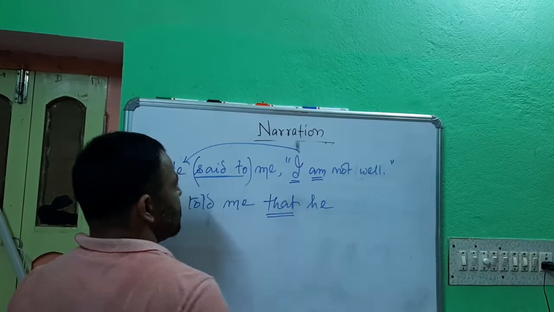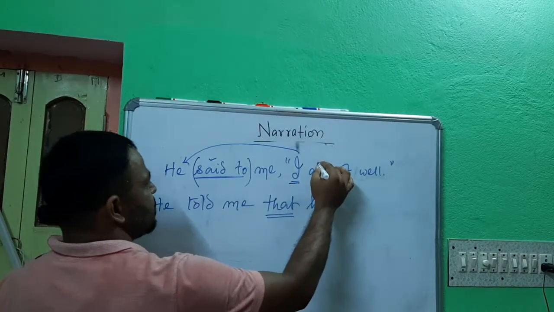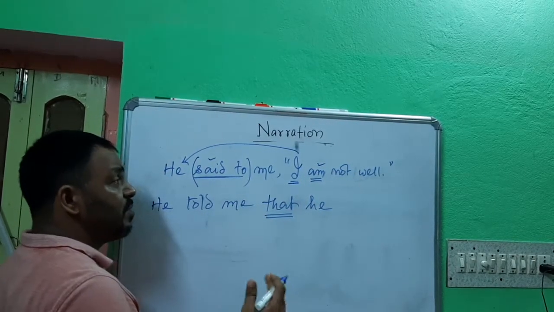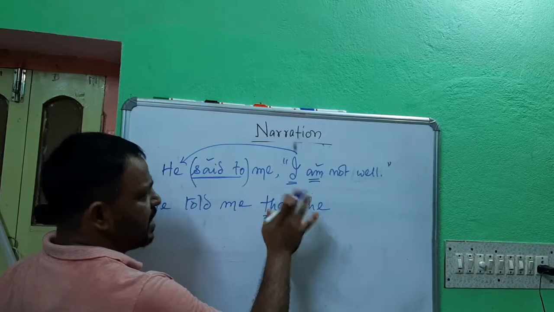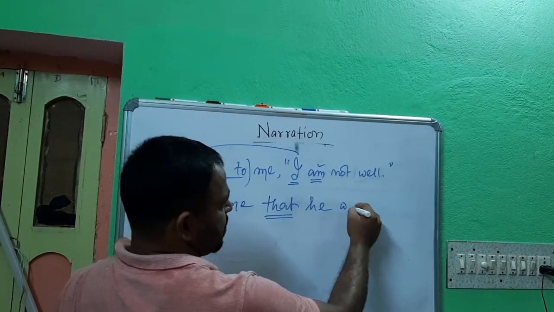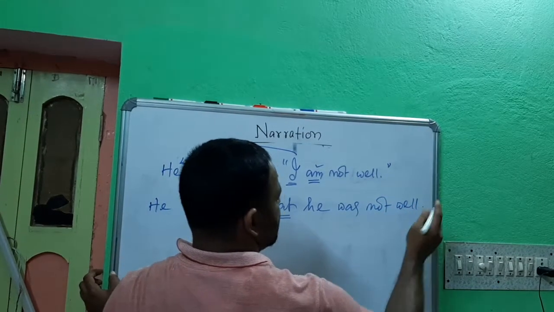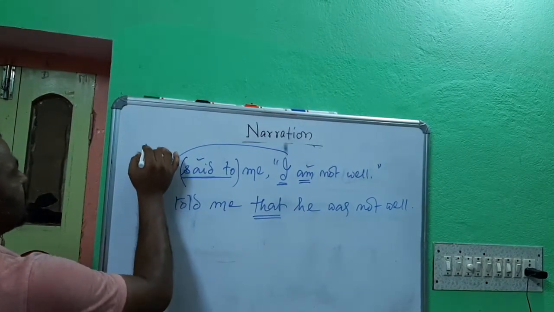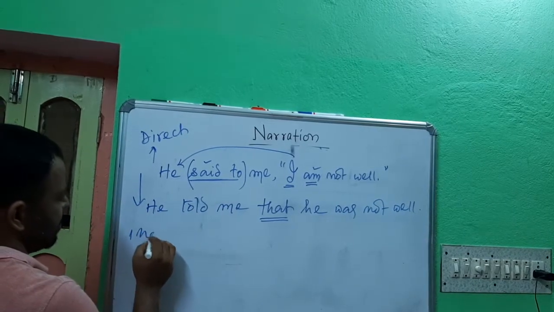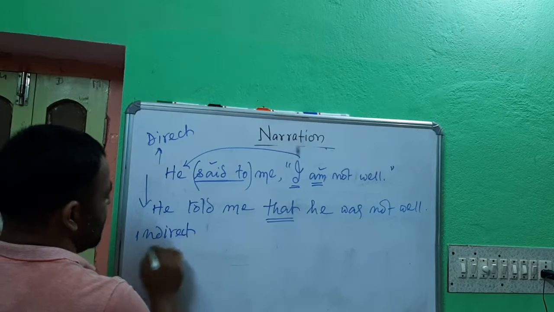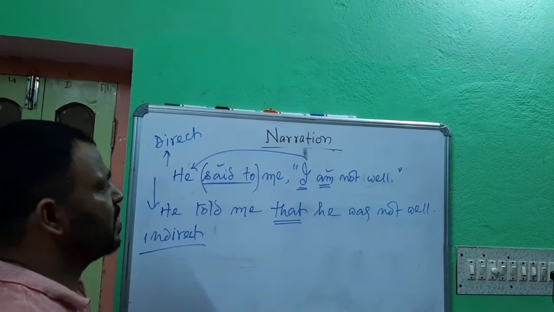The verb of the reported speech must match the tense of the reporting verb. If it is in past tense, it must be in past tense. There are other rules of changing the verb, which I will discuss later. Now, here it will be was, and the negative word stays as well. So from direct narration, converted to indirect, the result is: he told me that he was not well.